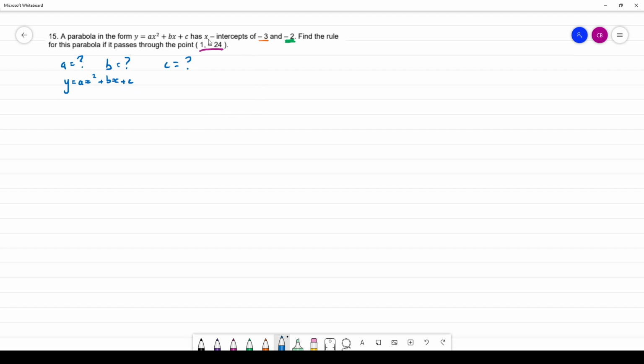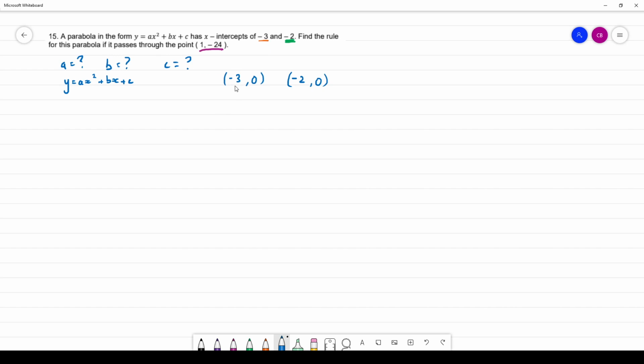So, for these x-intercepts, what is an x-intercept? Well, an x-intercept is when y equals 0. So these values here, their coordinates, they're actually (-3, 0) and also (-2, 0). So we've really got three coordinates to use here to find out a, b, and c values.